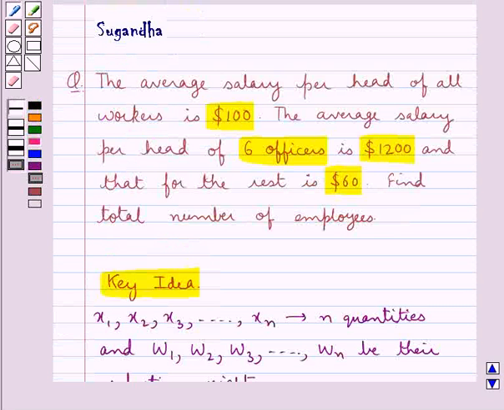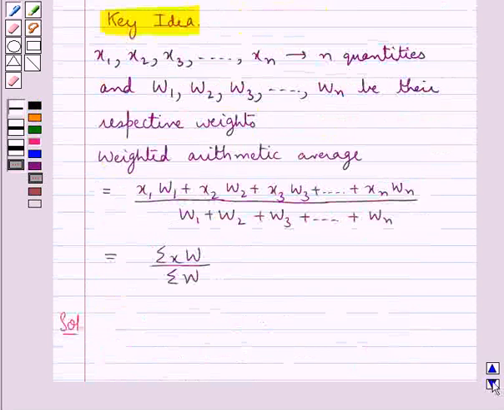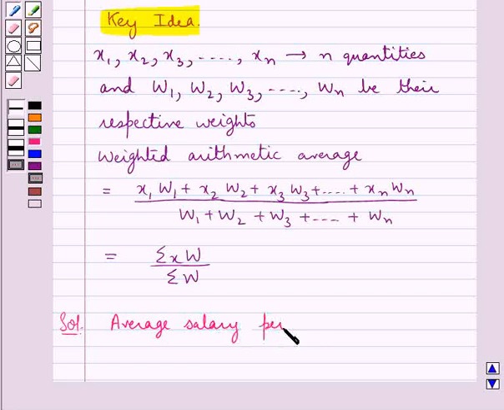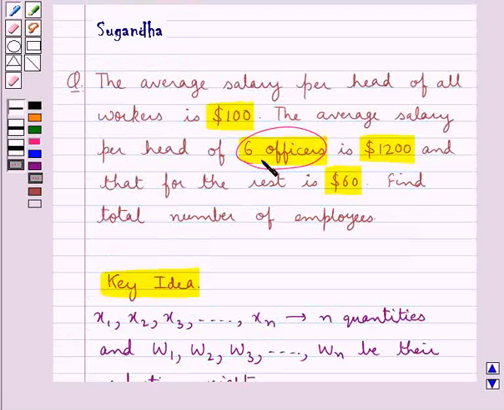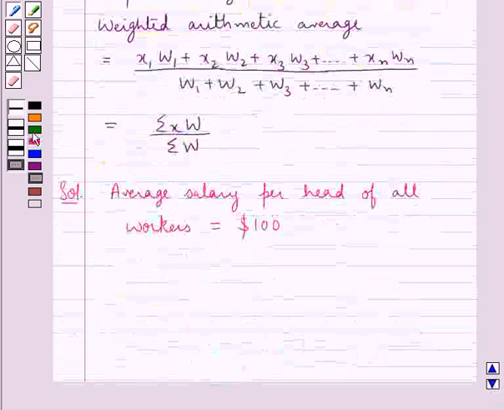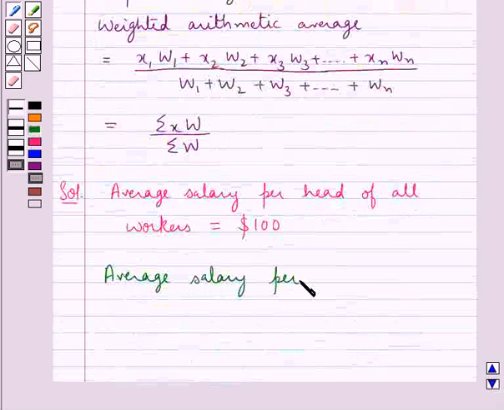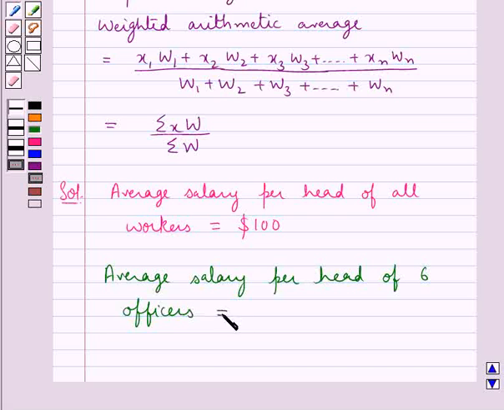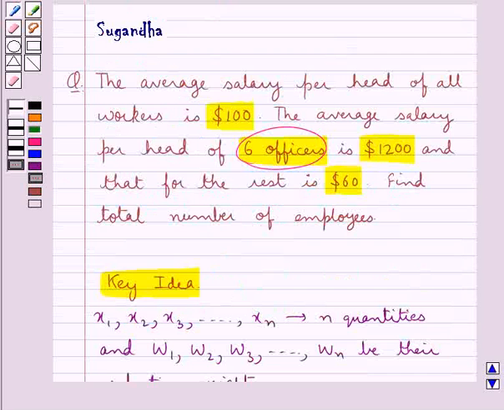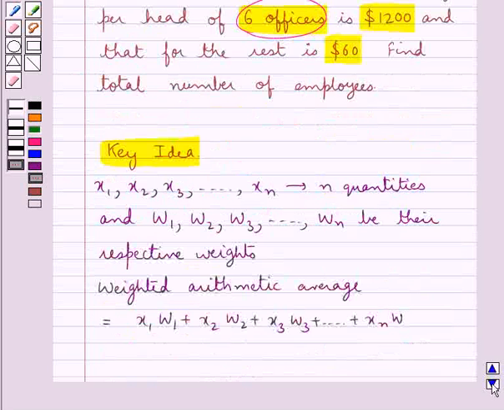In the question we have the average salary per head of all workers is equal to $100. Next we have the average salary per head of 6 officers is equal to $1200. And average salary per head for the rest of the employees is $60.